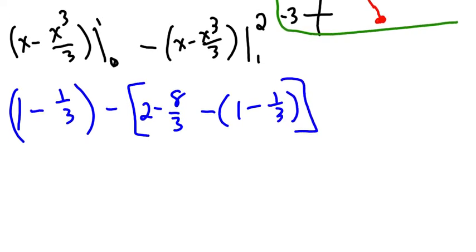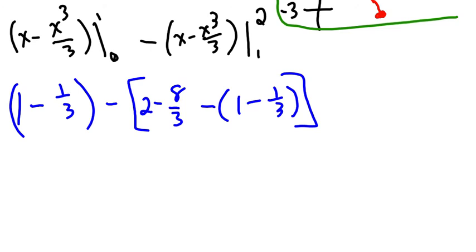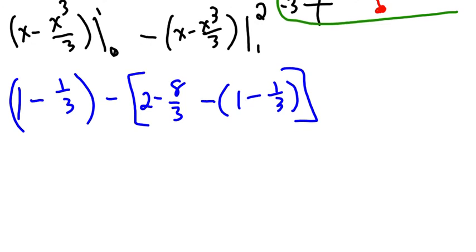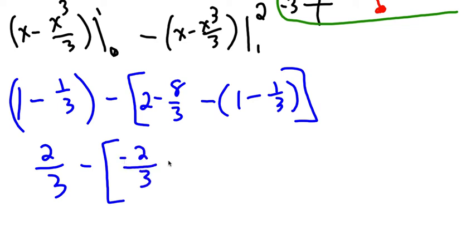Now, don't try to skip steps here because it's very easy to make little mistakes. So let's just go through and do this one bit at a time. 1 minus 1/3 is 2/3. Minus, let's do this stuff in here. 2 minus 8/3. Well, 2 is 6/3. Minus 8/3 is negative 2/3. Minus, and then 1 minus 1/3 is again 2/3. So I get a lot of 2/3 here.